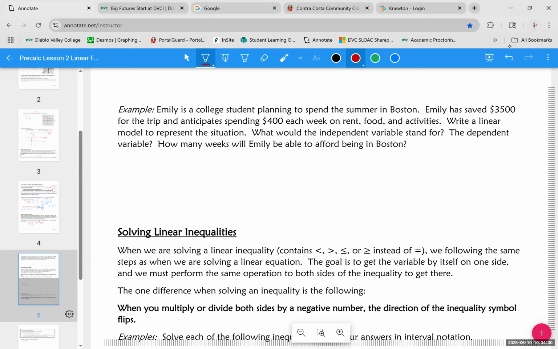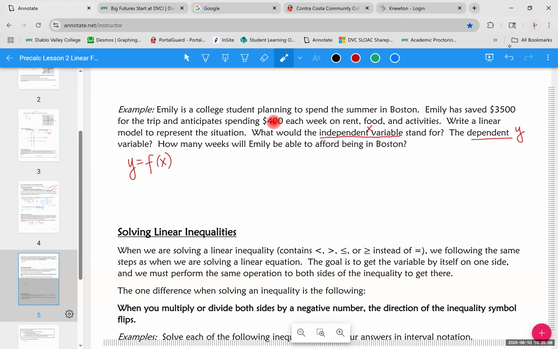I'm trying to turn that clacking noise that you hear off. And the dependent variable. So remember, the independent variable is the input, the x. And the dependent one is the y. So we're thinking of writing something like y equals some function of x. Okay, so what would x stand for? What is the thing that's changing in this particular scenario? And a lot of times you can get that from the question. How many weeks will Emily be able to afford being in Boston?